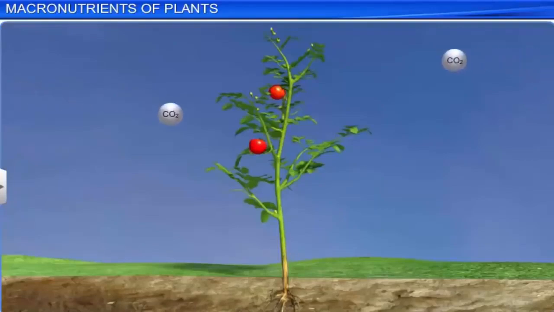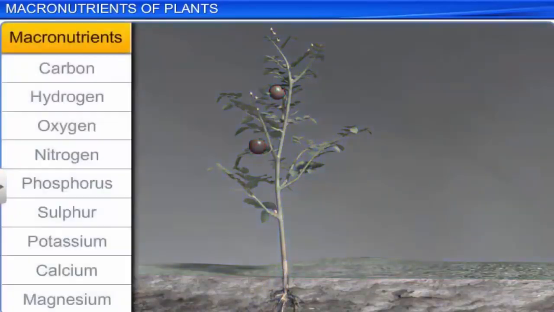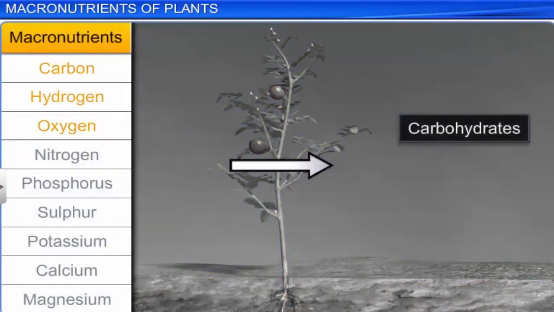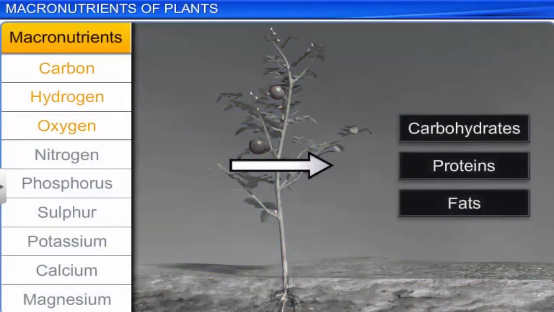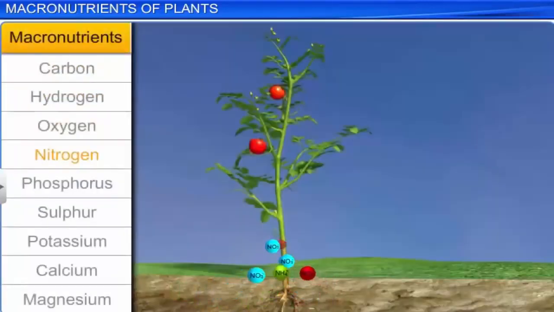Macronutrients like carbon, hydrogen, and oxygen are derived by plants from water and by gaseous exchange. They become the important constituents of carbohydrates, proteins, and fats. Nitrogen, the other important macronutrient, is obtained from soil either in the form of nitrate, nitrite, or ammonium salts.